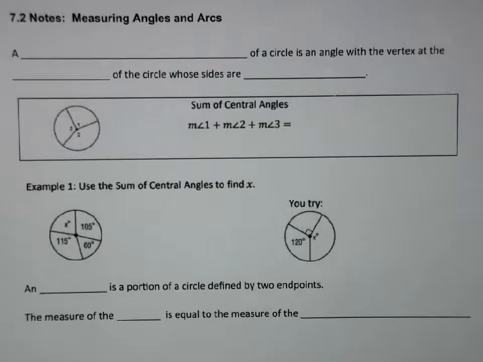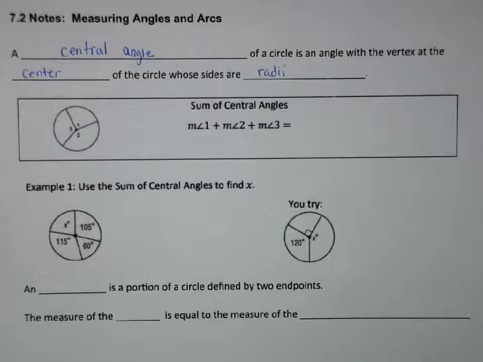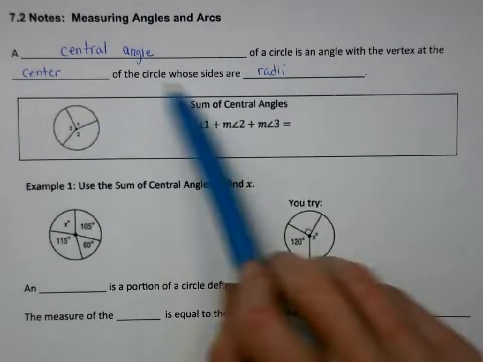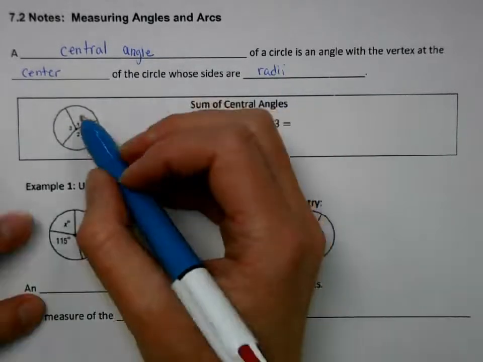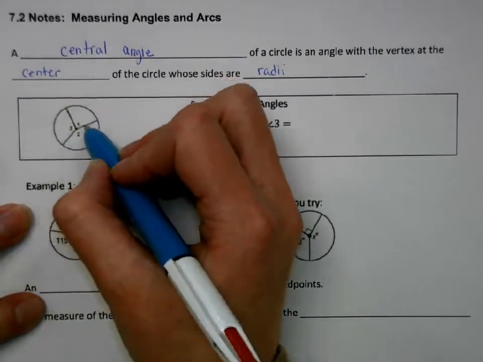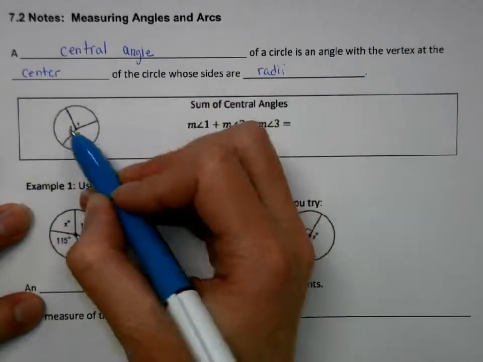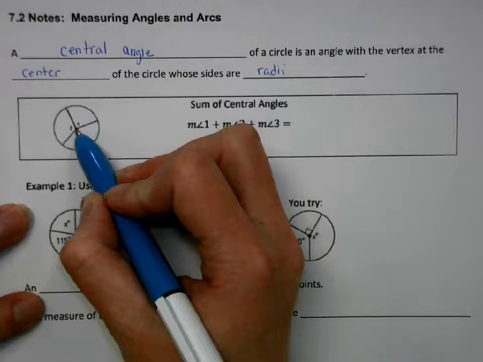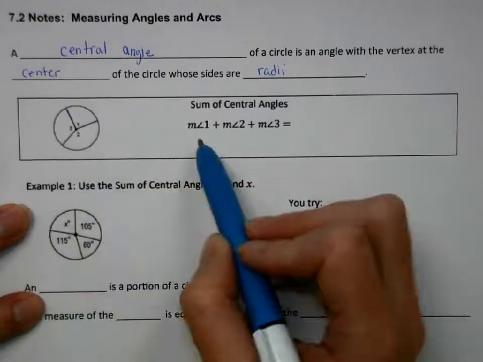In this video, I'm going to go over your Geometry 7.2 notes, and we're going to be talking about measuring angles and arcs on circles. A central angle of a circle is an angle with the vertex at the center and whose sides are radii. So in this picture here, we have three central angles. The vertex must be at the center of the circle.